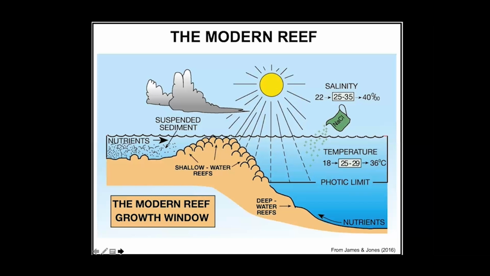Corals do not like huge amounts of nutrients. It's almost counterintuitive. They're quite happy to grow, but they don't want a lot of suspended sediment. They don't eat a lot of nutrients.